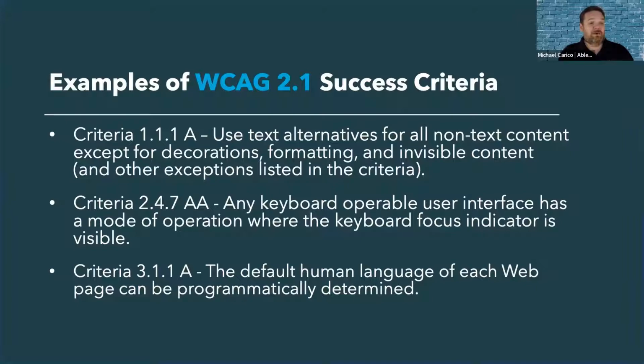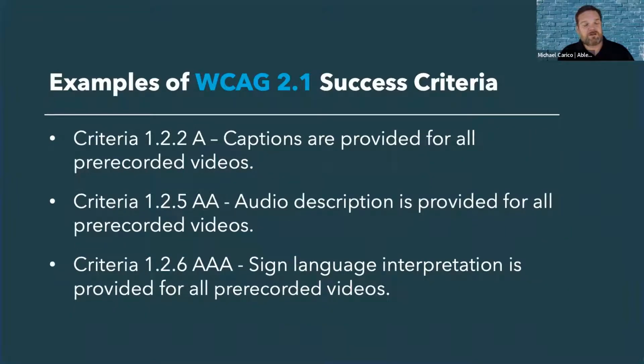Criterion 3.1.1 A: a default human language of each web page can be programmatically determined. There's actually a tag that's in most websites that says what language the website is in. That one, I think just about every website I've ever seen gets, but I wanted to show you, it really covers the gamut from the high to the low. And now I'm going to go through a set of success criteria that shows you how it progresses from A to AAA. It's not 100%, but it gives you a good idea.